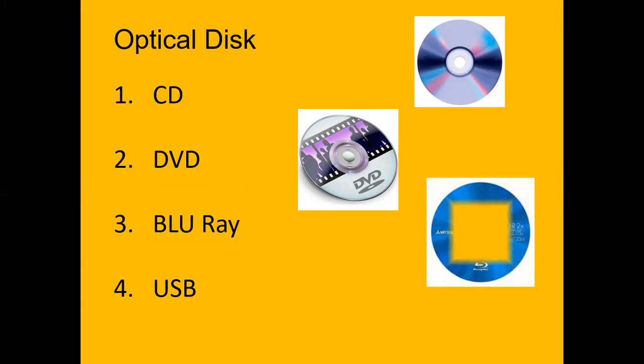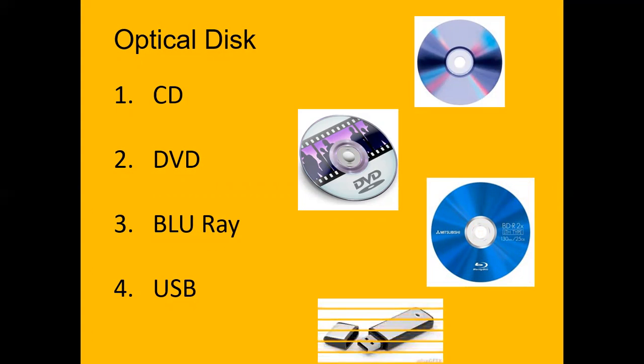Then we have the Blu-ray disc. All the color is blue in this disc. Then we have the USB, universal serial bus. You can see the picture of a USB here.